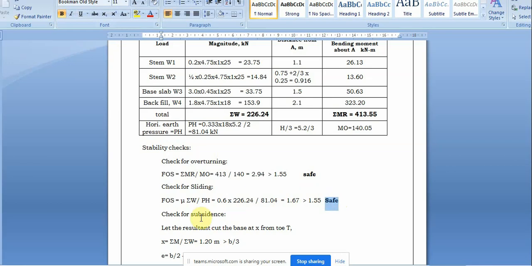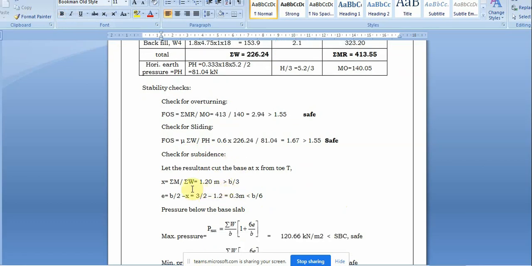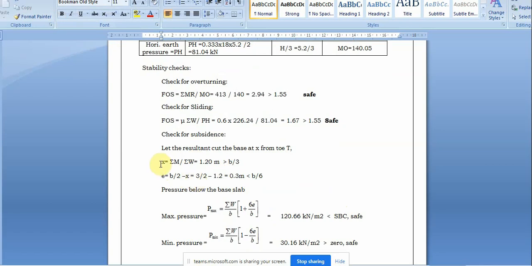You can see it is safe against sliding. Next comes uplift pressure. What is uplift pressure? For this we have a formula: Pmax is equal to summation of vertical force divided by width of retaining wall, bracket of 1 plus 6E by B. This is the maximum pressure.